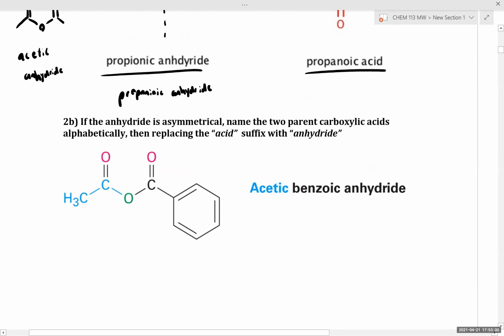You can call it ethanoic anhydride. The propionic anhydride name is more of a colloquial name.